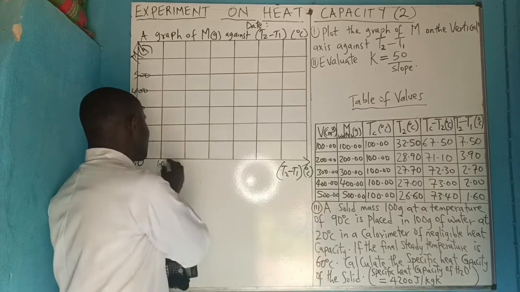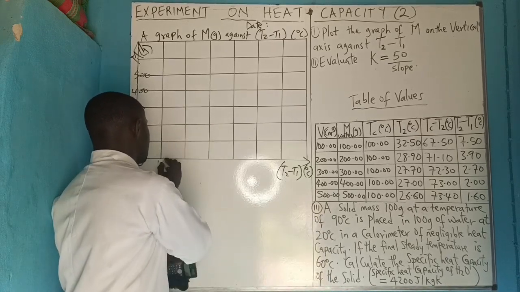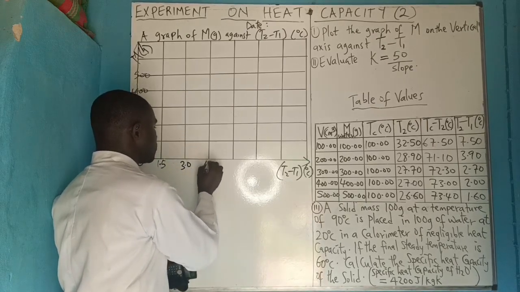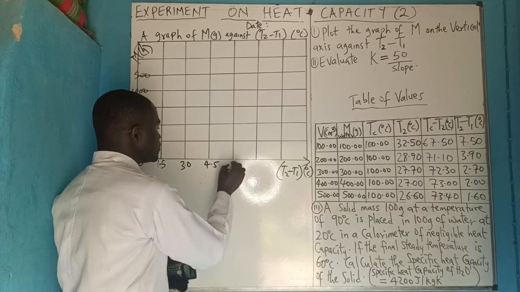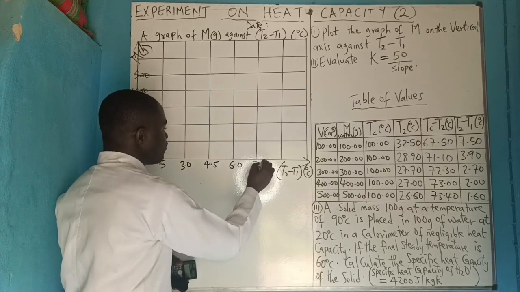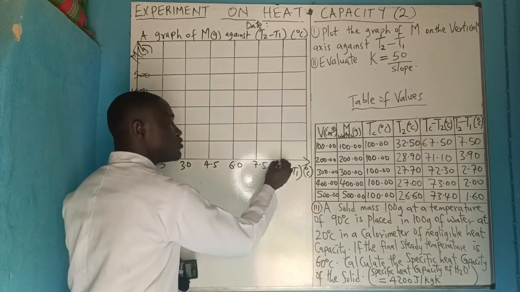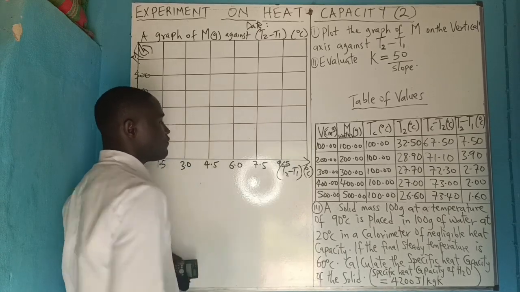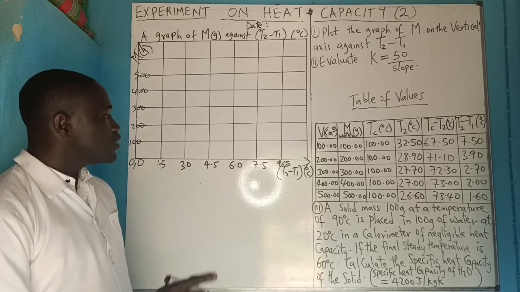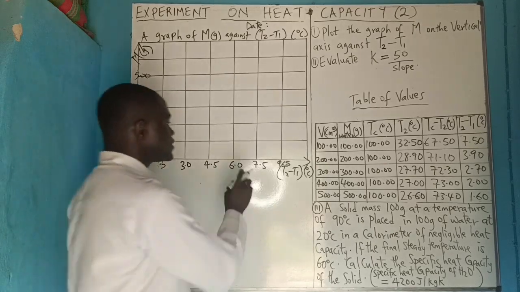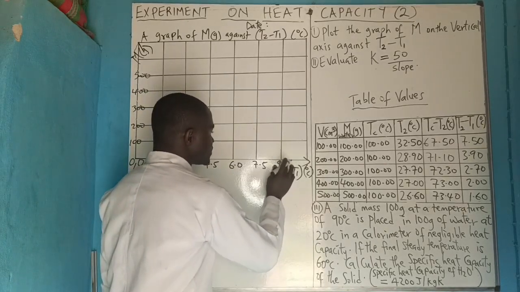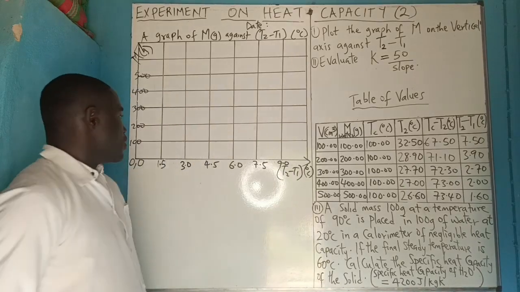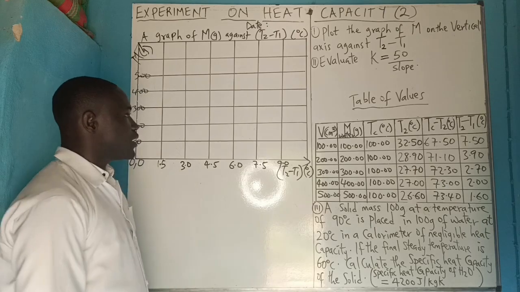So what I will do is use 1.5, 3.0, 4.5, 6.0, 7.5, 9.0. This is 9.0. We can go by this one.